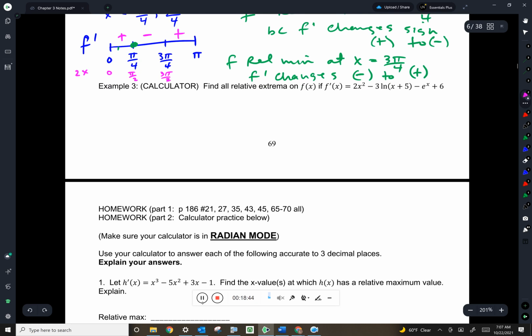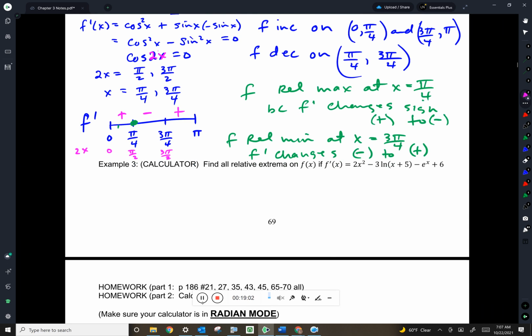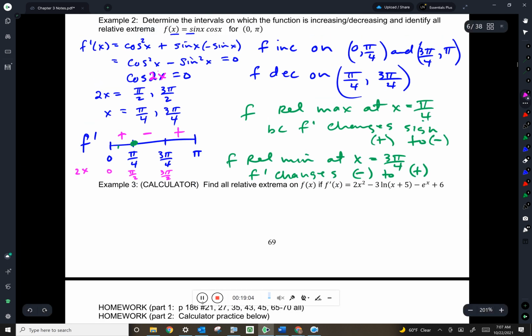Okay, so how does this work on the calculator? Well, it's exactly the same. It's just that sometimes instead of us having to find the derivative by hand and find the critical numbers by hand and then determining if the derivative is positive or negative by hand, I can do all that part on the calculator. So notice number 3, we're given the derivative function, right?